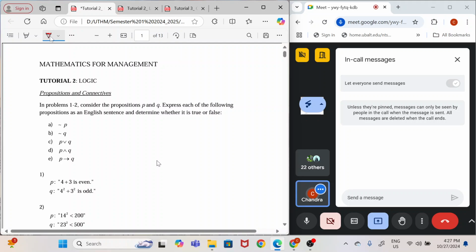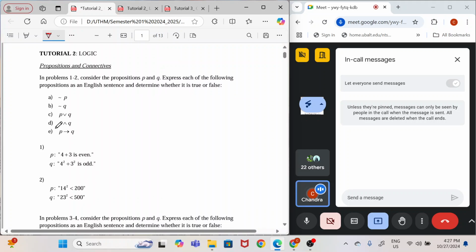Okay, number 1 here, propositions and connectives. In problems 1 and 2, consider the propositions P and Q. Express each of the following propositions in an English sentence and determine whether it is true or false. Okay, for P here, we're going to do all this.